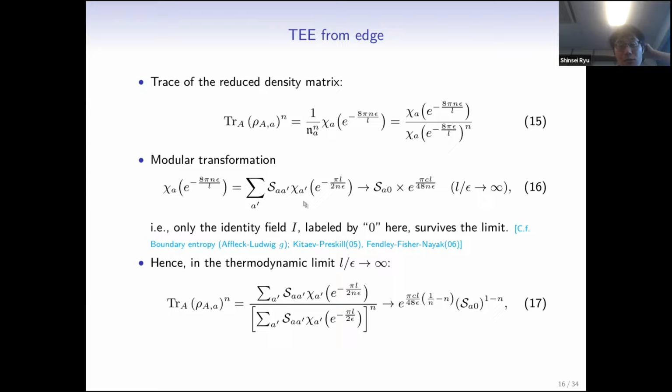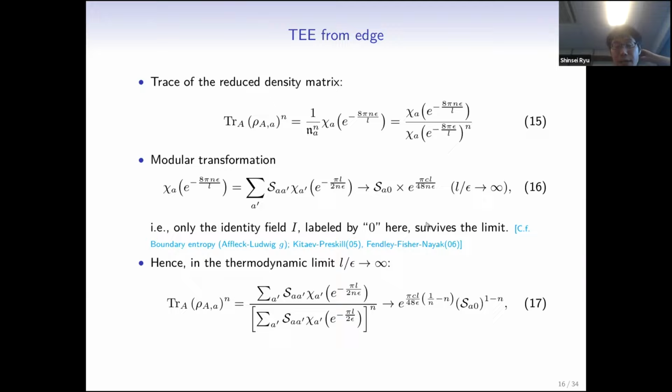So this calculation is the logarithm of the boundary entropy in conformal field theory, or Affleck-Ludwig g. So this calculation basically shows that entanglement entropy in topological liquid is related to the boundary entropy of boundary conformal field theory, which has been mentioned in these papers as well. So now we are almost there.